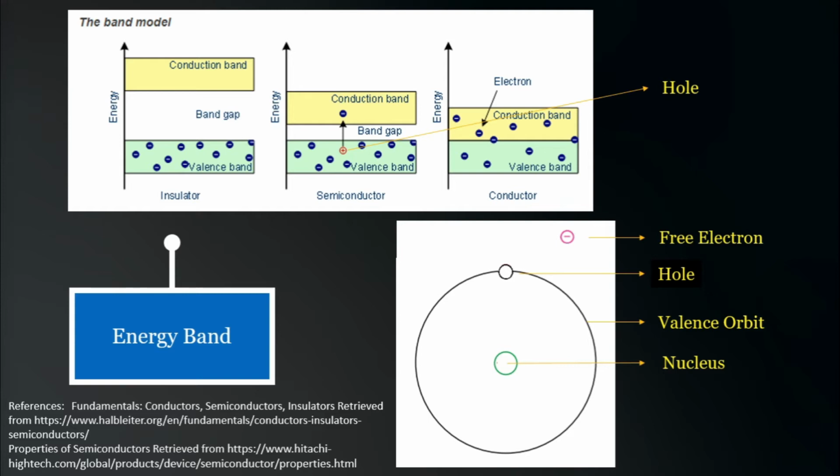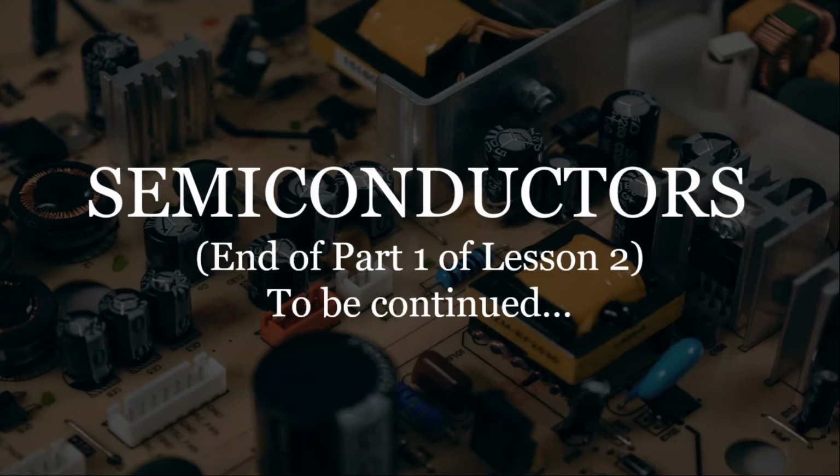Now that we have provided evidence that the property of a semiconductor is between an insulator and a conductor, let us now discuss the types of semiconductors.